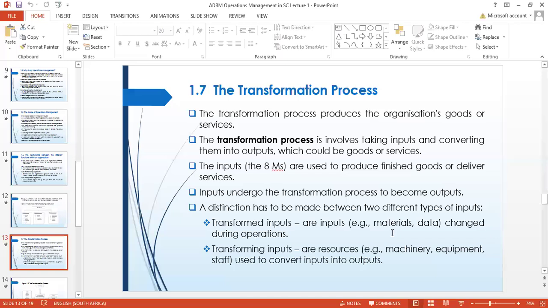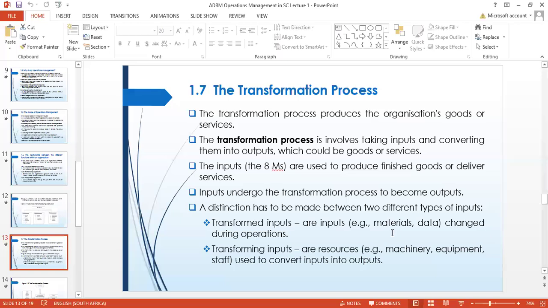And the other type is the transforming inputs. The transforming inputs are resources that are used to convert inputs into outputs. On their own, they are not changed. They remain the same. We can talk of machinery that is used to produce goods or services. We can talk of the equipment. They remain the same, but they are used to change inputs into outputs. We can talk of labor, the staff, then input also.